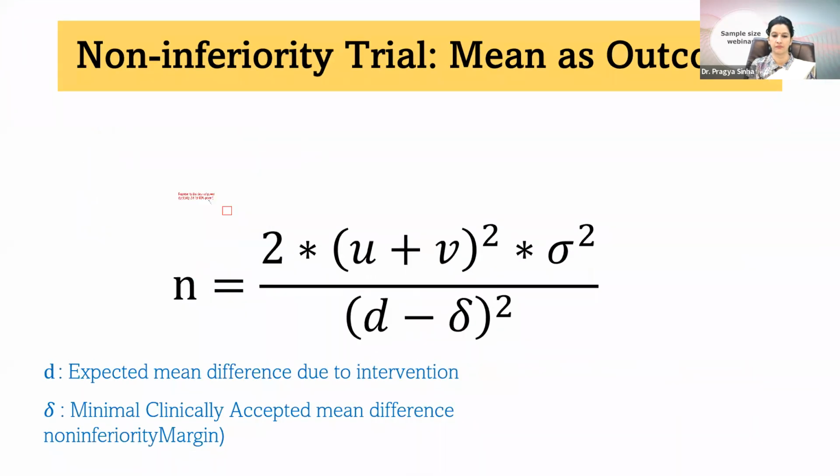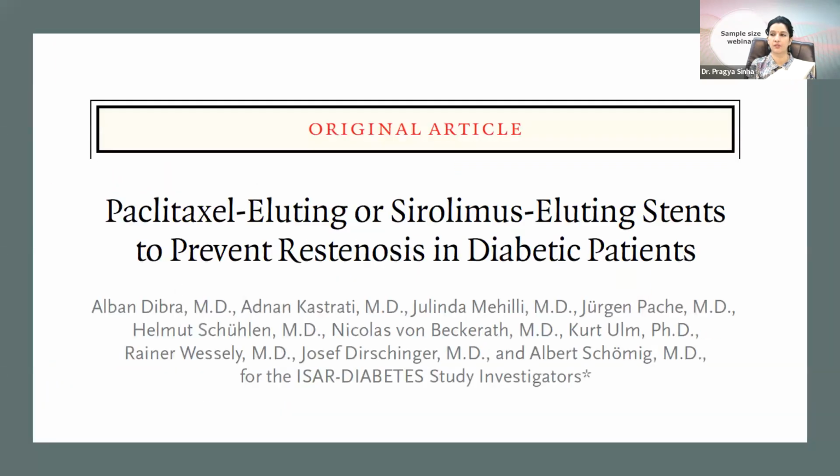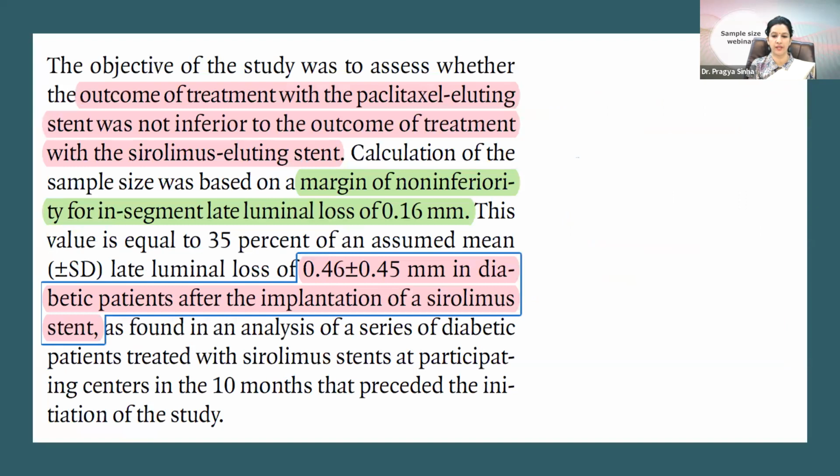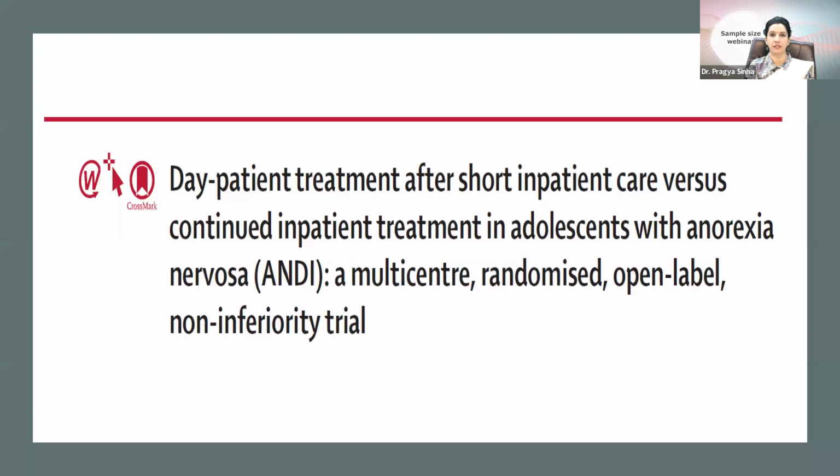So coming to this example, there's another example: day patient treatment after short inpatient care versus continued inpatient treatment in adolescents with anorexia nervosa, a multi-center randomized open label non-inferiority trial. So what is the outcome in this case? If you read this, what are the two treatments? If I say, what was the intervention? So the outcome was the anorexia.